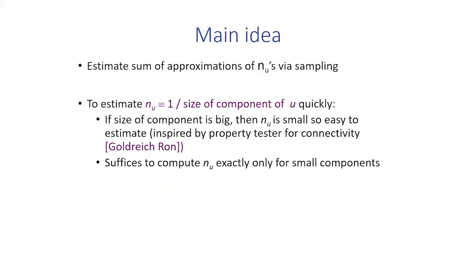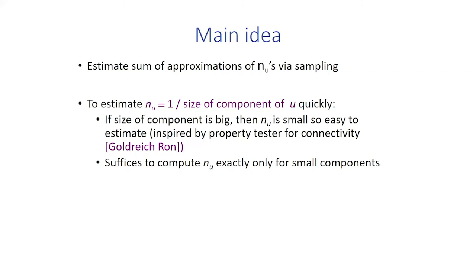Okay, all right. So that's what I just said. Okay, and the idea is this n sub u, because it's 1 over the size of the component that u is in, what we're going to notice is when the component is really big, then one over the size of the component is really small. So if all I'm looking for is an additive approximation, I can stop when I see that it's really big and say, okay, 1 over n sub u is small, I can stop now. Okay, and that's gonna be the idea.